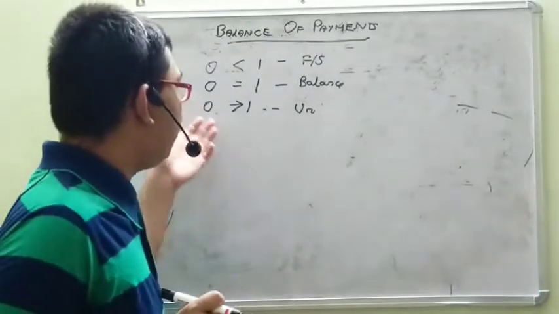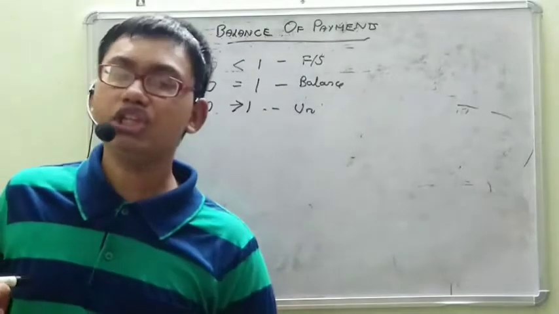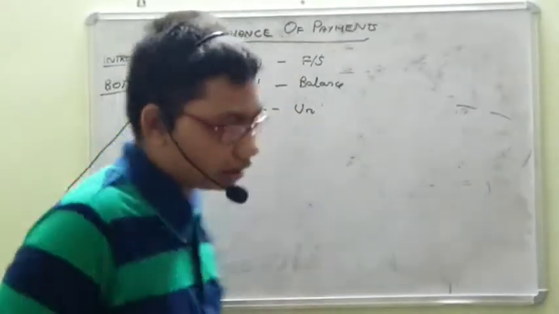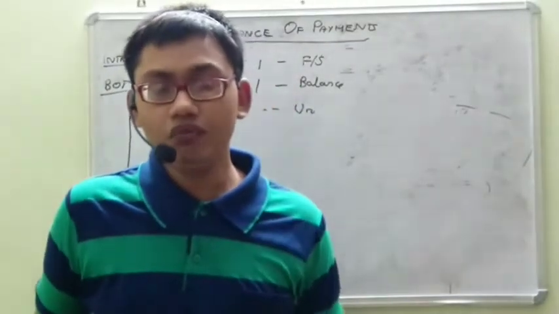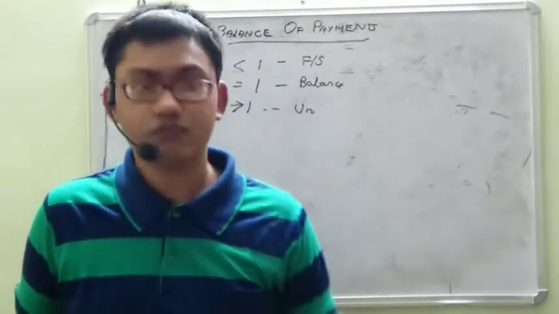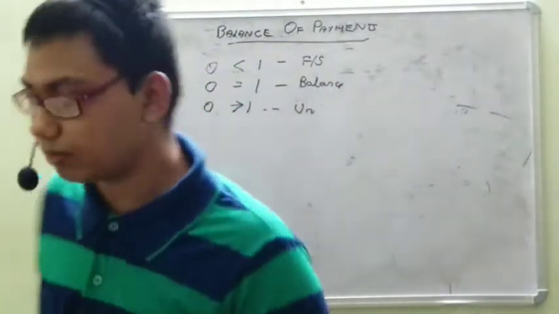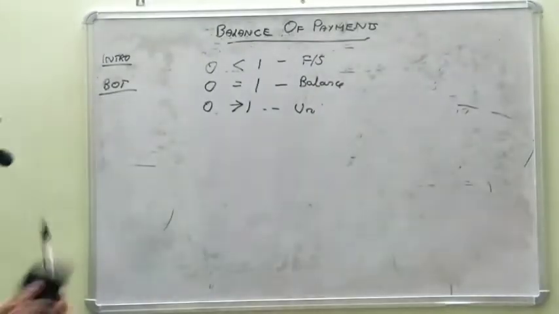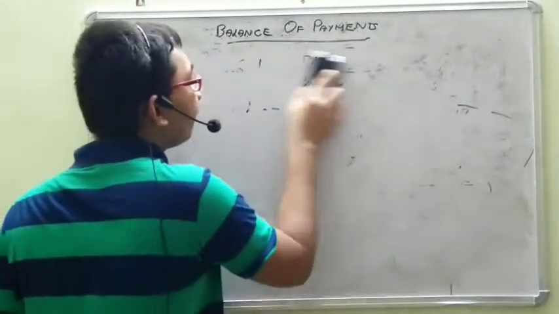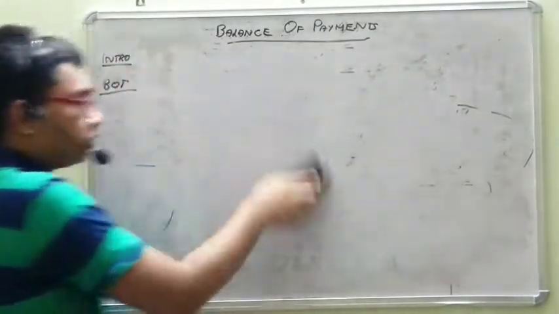Balance. Outflow greater than inflow: we are purchasing more and we are selling less. Outflow of foreign exchange greater than inflow means it is an unfavorable or deficit balance of trade. So this is about favorable and unfavorable balance of trade.